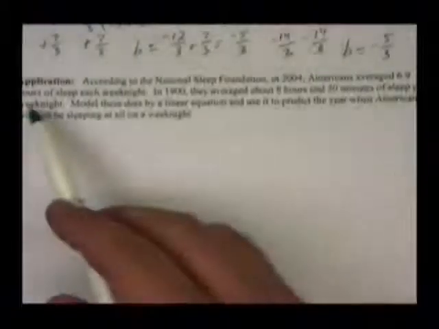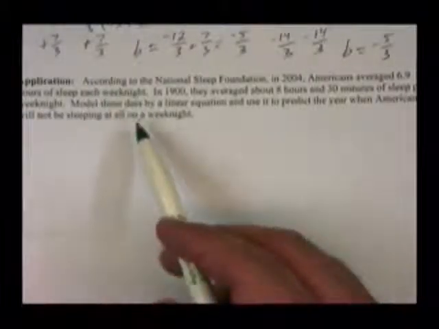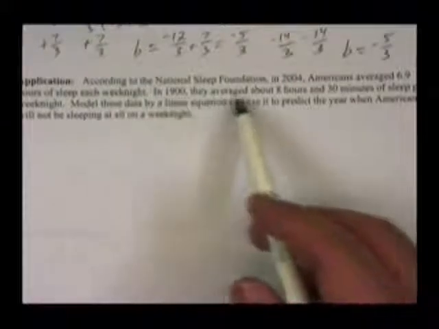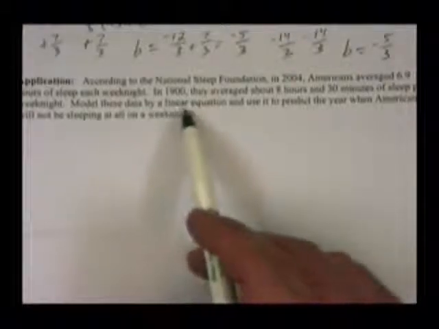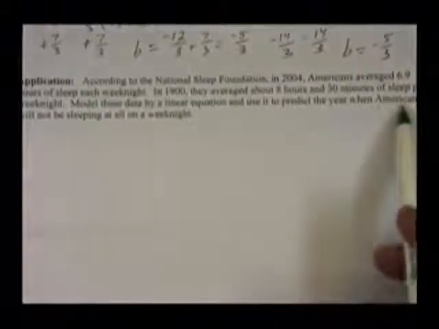According to the National Sleep Foundation, in 2000, Americans averaged 6.9 hours of sleep each weeknight. In 1900, they averaged about 8 hours and 30 minutes of sleep per weeknight. Model these data by a linear equation and use it to predict the year when Americans will not be sleeping at all on a weeknight.